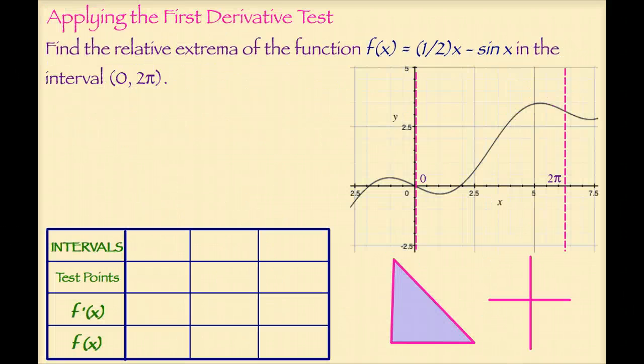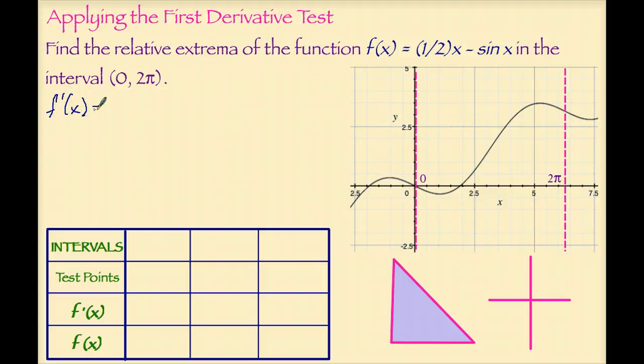Now we have an opportunity to apply the first derivative test. Find the relative extrema of the function f of x equals 1/2 x minus sine x in the interval 0 to 2 pi. Notice I have the graph of the function here. I've also sectioned off the interval that we're looking at, and I have some little tools to help us with our trigonometric issues. Of course, to find relative extrema, we're going to need the first derivative. So let's find the first derivative of this function.